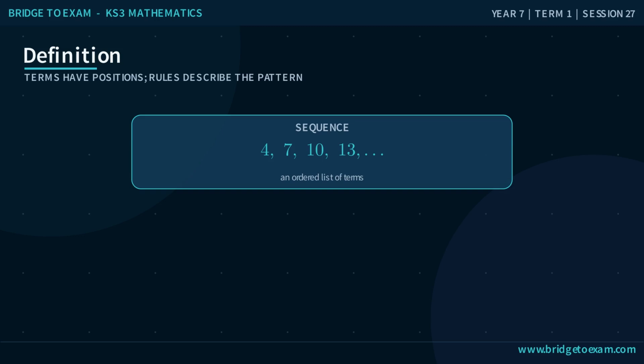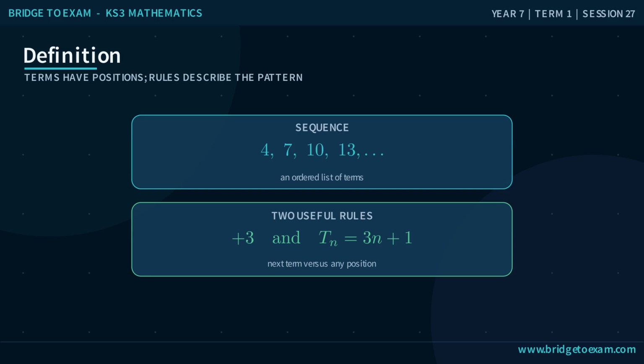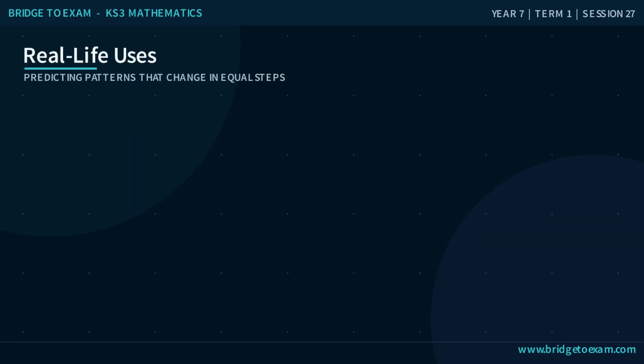Each number is a term, and its position is labeled n, 1 for the first term, 2 for the second, and so on. A term-to-term rule tells you how to get from one term to the next. An nth term rule gives the value at any position directly. Sequences describe patterns that grow or change in predictable steps.